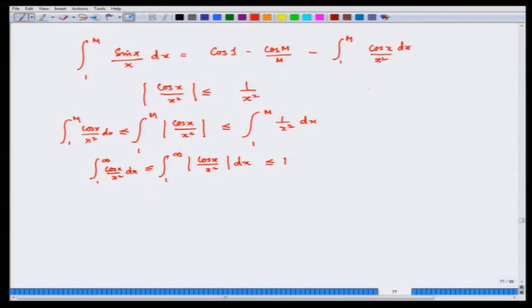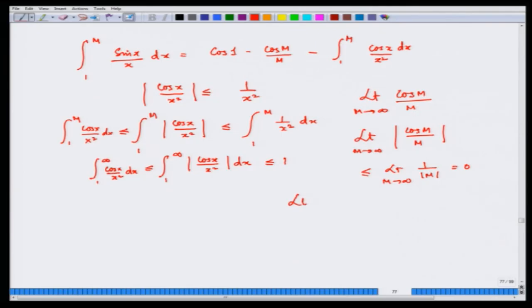And what about this limit? Limit of cos m by m as m tends to infinity. Cos m is a bounded function. So, let me compute the limit as m tends to infinity of mod cos m by m. Now, this is at most the limit as m tends to infinity of 1 by mod m, and this is 0. Now, you know that the limit as m tends to infinity of cos m by m is 0. Now, what is this limit?